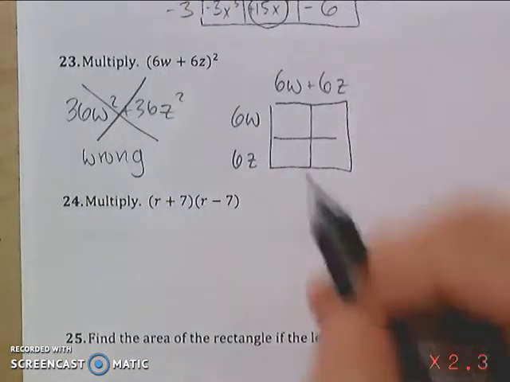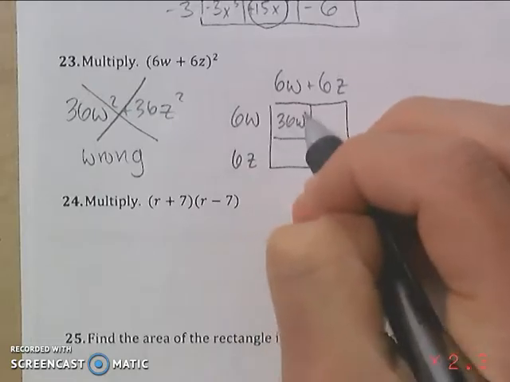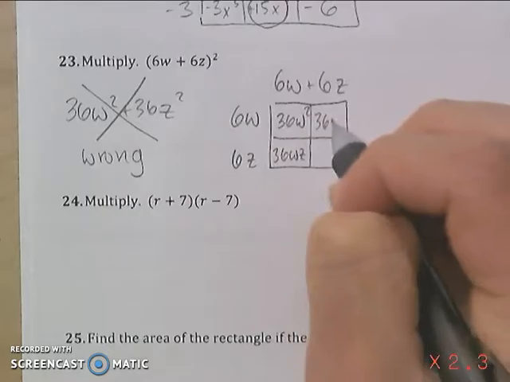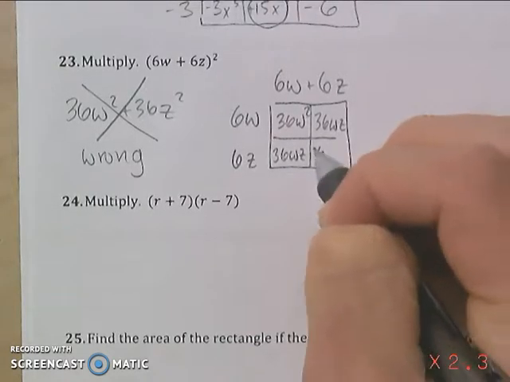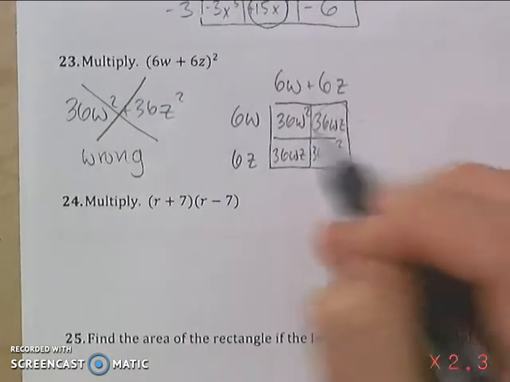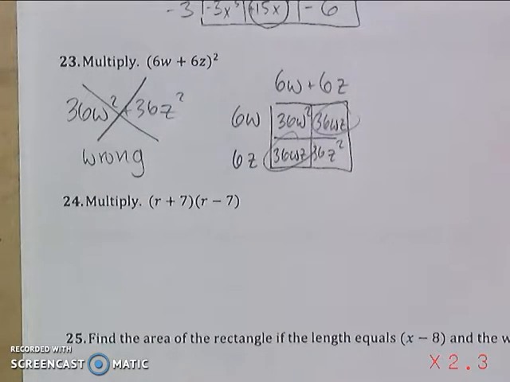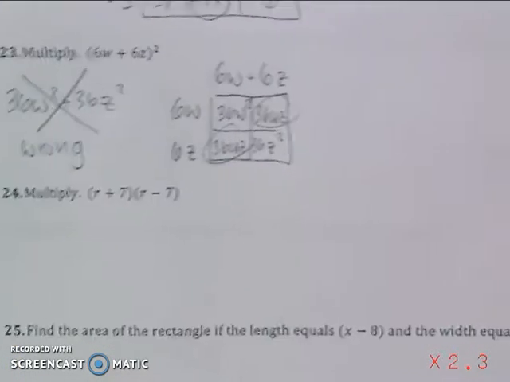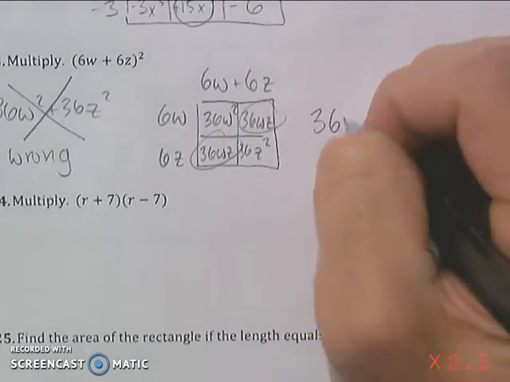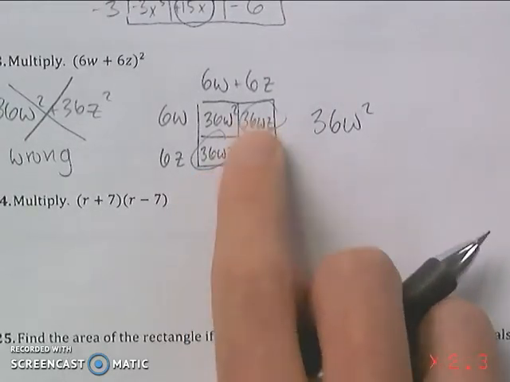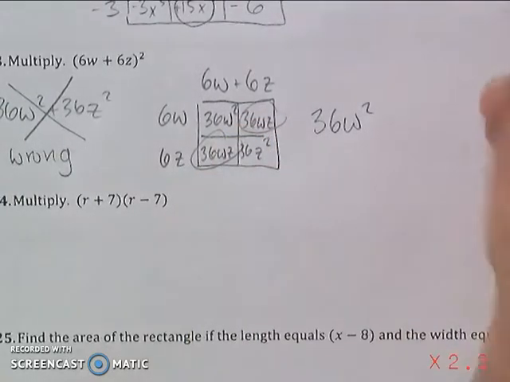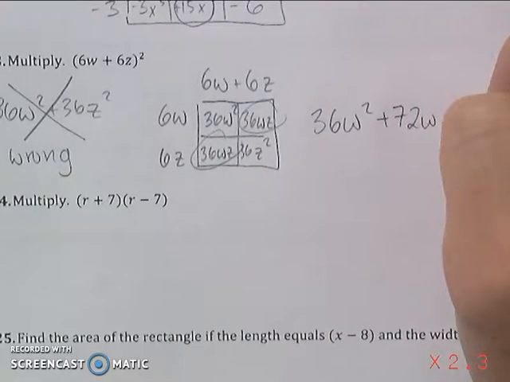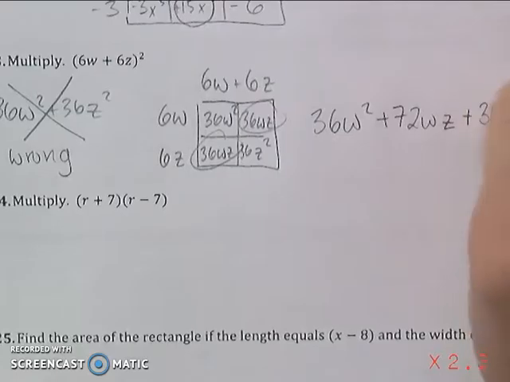So 6 times 6 is 36w squared. We get 36wz, 36wz, and 36z squared. We get that common term. Notice they're always kind of right there in that diagonal. And we're going to get 36w squared. This is going to become 36 plus 36, which is going to become 72wz, and then we're going to get plus 36z squared.